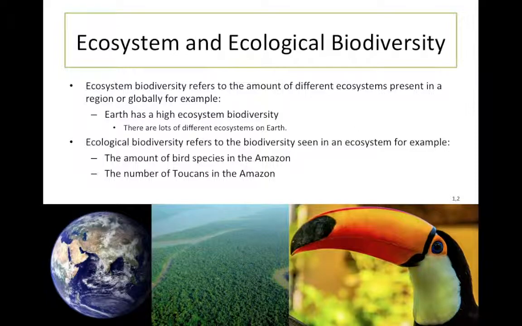Ecological biodiversity refers to the biodiversity seen within the ecosystem, so the amount of bird species within the Amazon and the number of toucans in the Amazon. I've just taken that as a quick example. I'm sure you can think of many more.